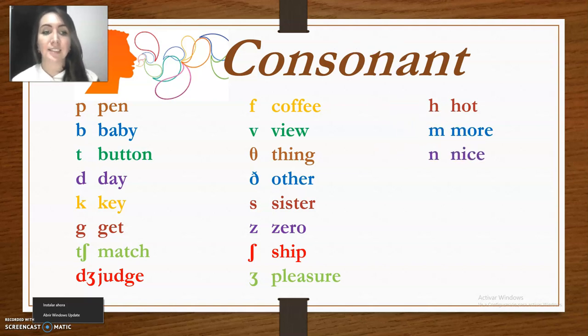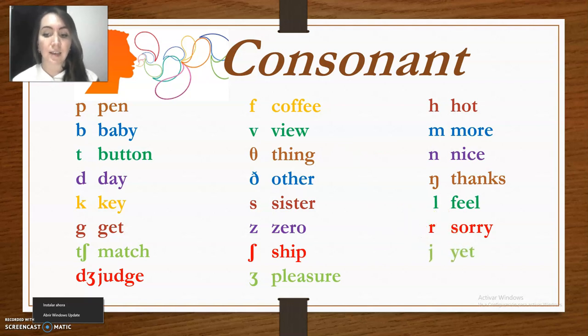Next is n. For example, nice. Next is... for example, thanks. Next is all. For example, fill. Next is r. For example, sorry.